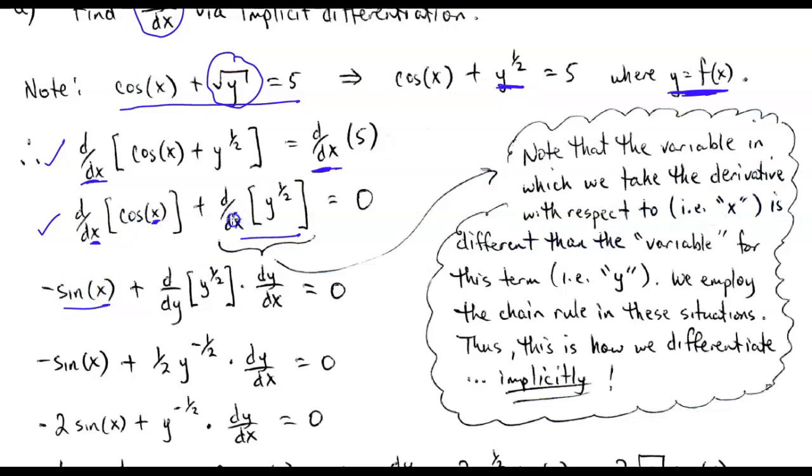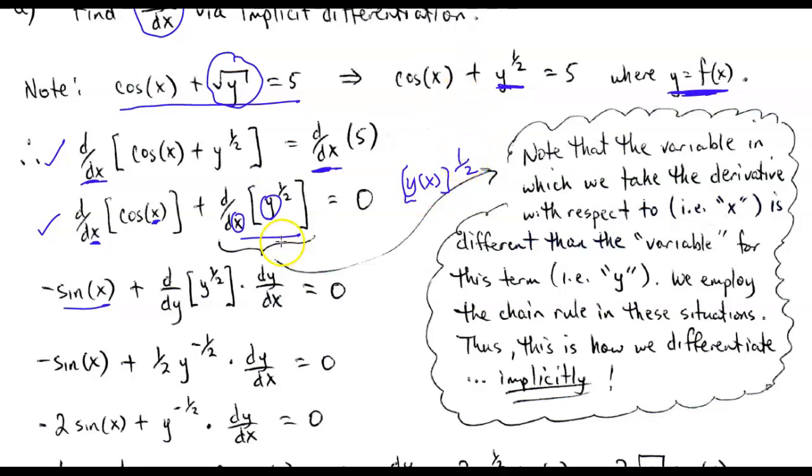Now notice here that the variable we're taking the derivative with respect to is x, but our independent variable here is y. So we see that these two variables do not match, and that is what tells us to employ the chain rule. When we employ the chain rule, remember, we're not just looking at y raised to the 1/2. It is actually y of x raised to the 1/2. So y is our inside function, and blah raised to the 1/2 is our outside function.